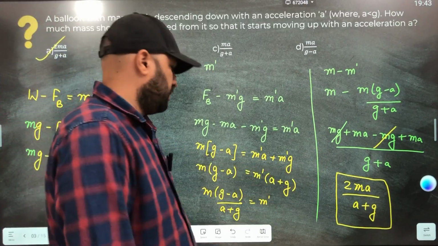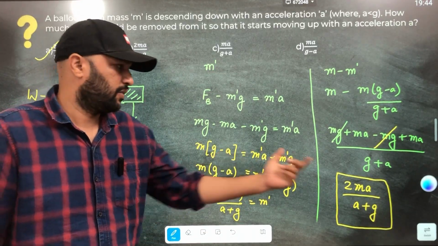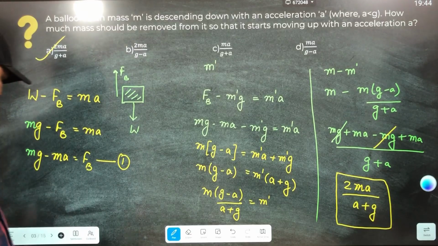Okay. Majority of people get confused with this part because they find the new mass. We are not looking for the new mass. We are looking for the amount of mass removed, right? Let's see the next problem.